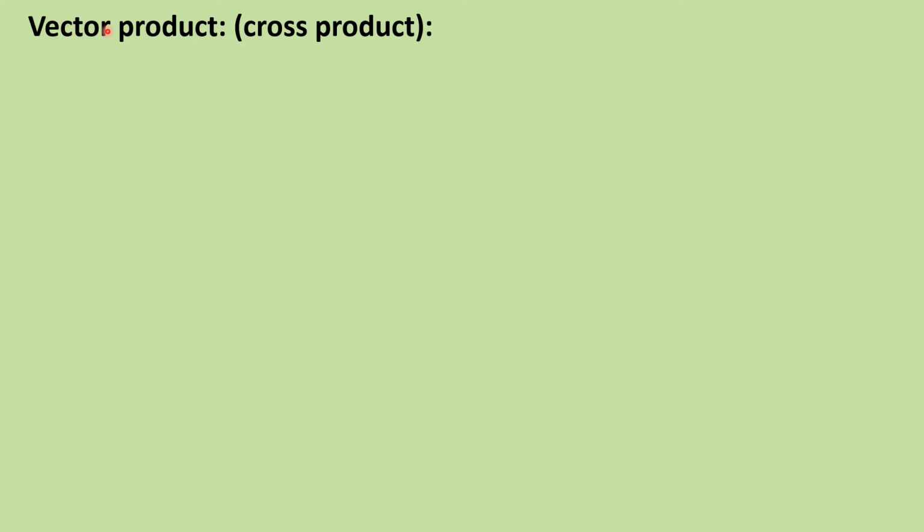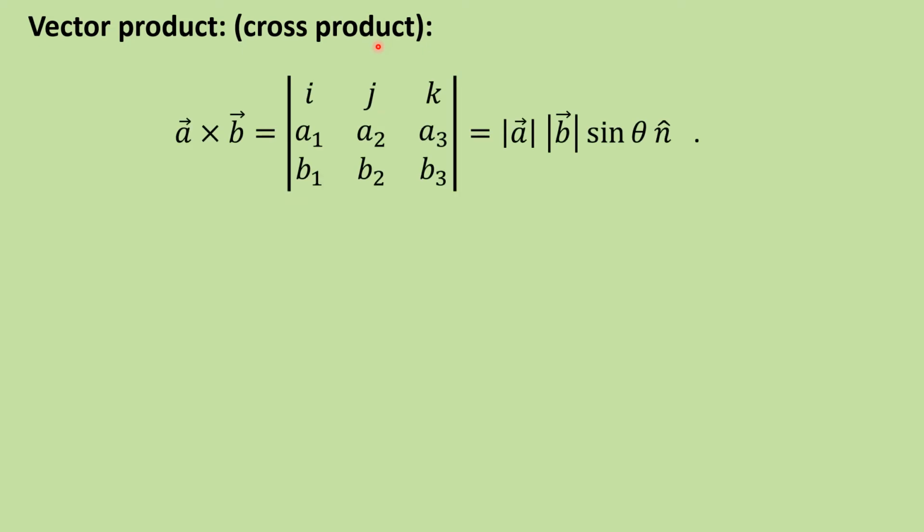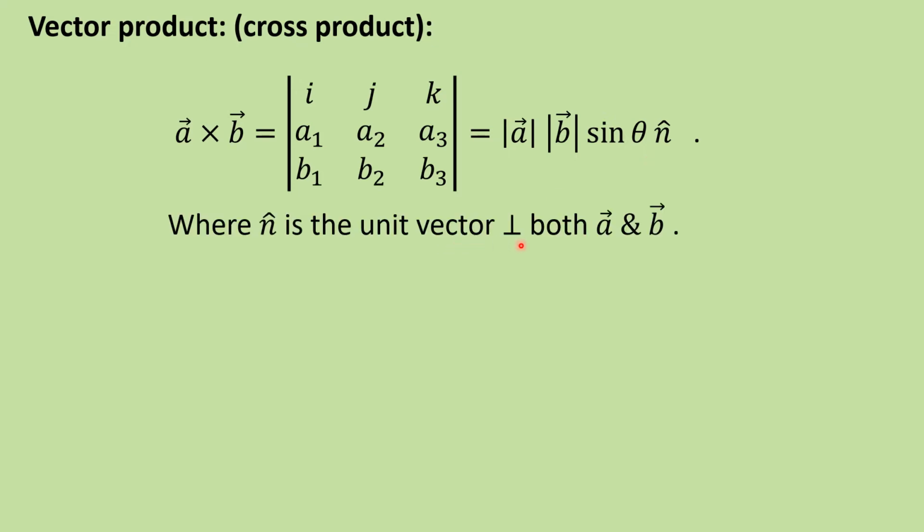Next, the vector product or cross product between two vectors A and B. A cross B is equal to, we obtain by using a determinant with the first row i, j, k, and the second and third rows the components of vectors A and B, or it is equal to the magnitude of A into magnitude of B into sine theta into n cap. What is n cap? n cap is the unit vector perpendicular to both A and B.